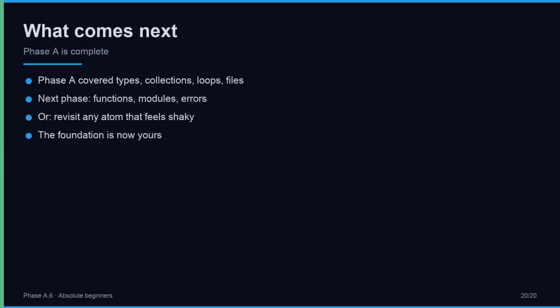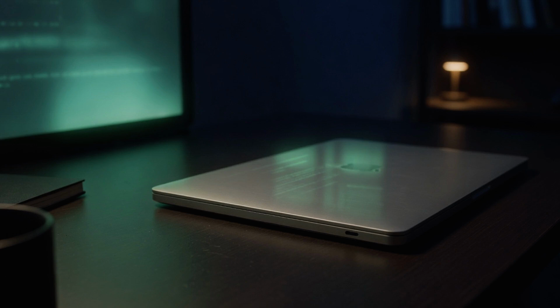You started with types and variables. You learned collections, loops, and conditions. You learned files, pathlib, JSON, and CSV. You just wrote a real end-to-end script. That is a foundation most learners take months to build. From here, the next phase takes you into functions, modules, and error handling, turning these building blocks into larger programs. Or, if any atom in phase A still feels shaky, revisit it. The foundation has to be solid before the walls go up. The foundation is yours. Thanks for completing the phase A.6 capstone.